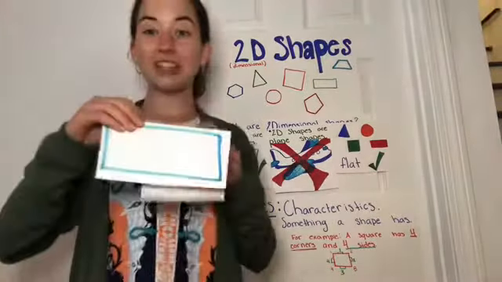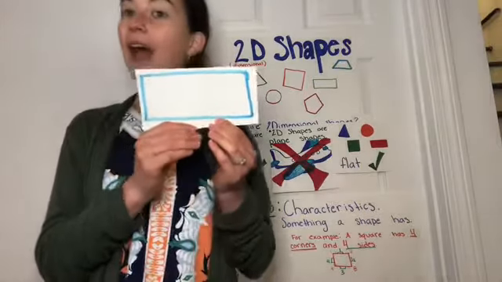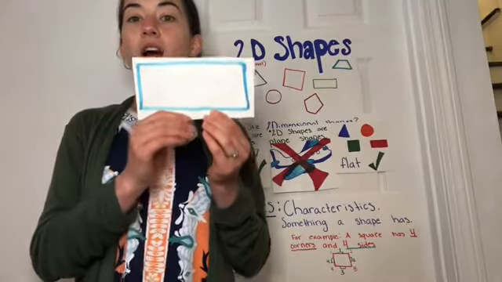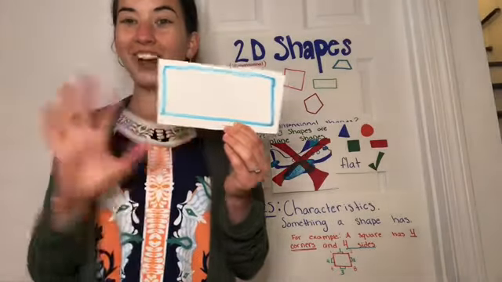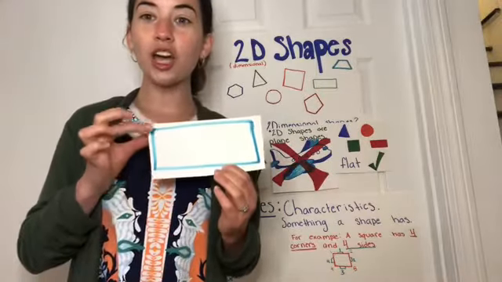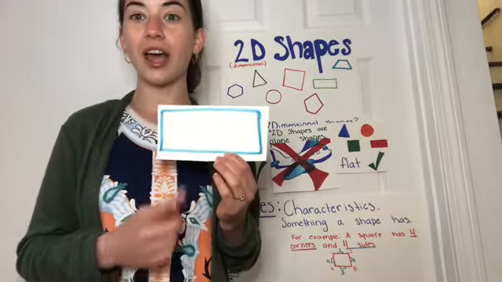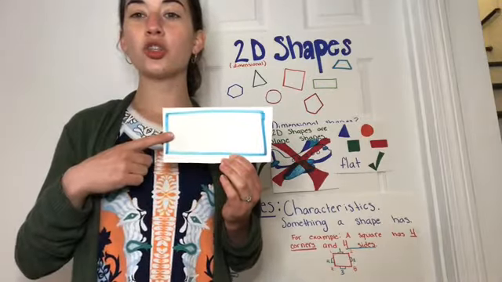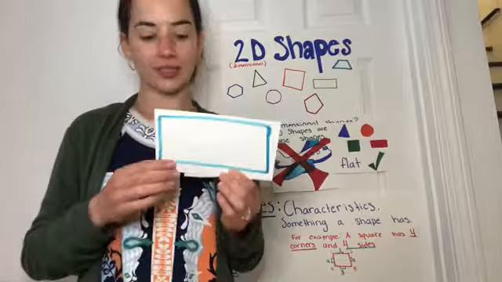Let's take a look at this rectangle. How many corners and how many sides does a rectangle have? Great job! Let's count together. 1, 2, 3, 4 corners and 1, 2, 3, 4 sides.